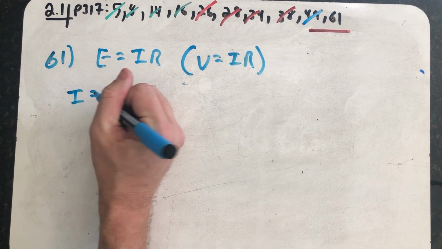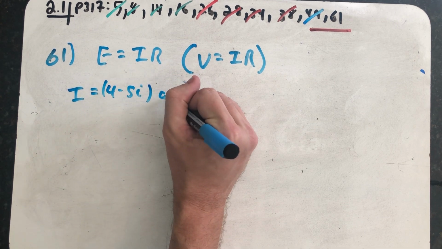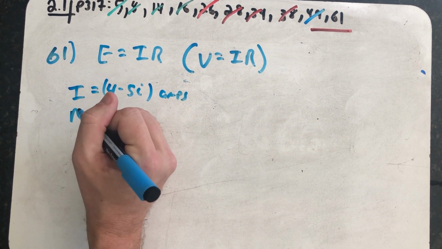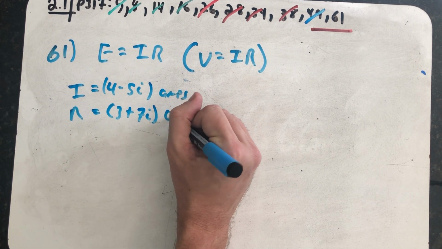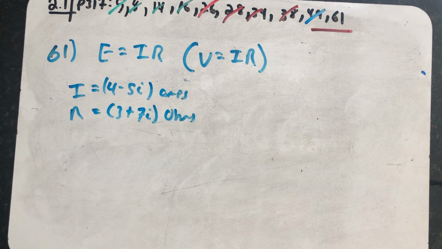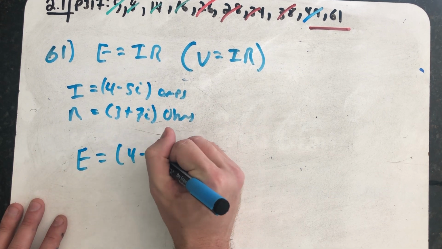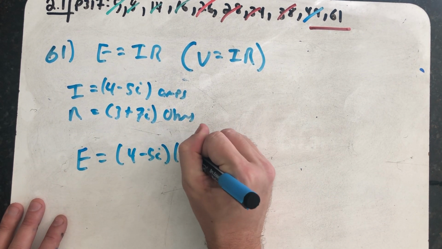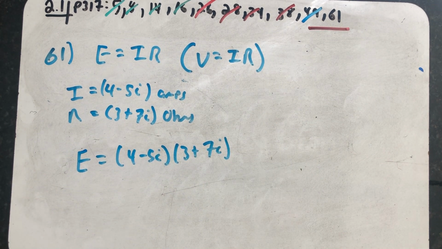So we're just given a current, 4 minus 5i, and the units here are amps. R, the resistance, is 3 plus 7i ohms. This formula says to find the voltage, I just multiply them together. So we don't really have to know anything about why this is true or what Ohm's law is saying. That was a very interesting thing to learn about. We can just multiply these two complex numbers.